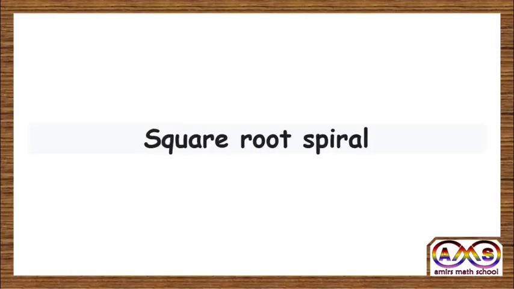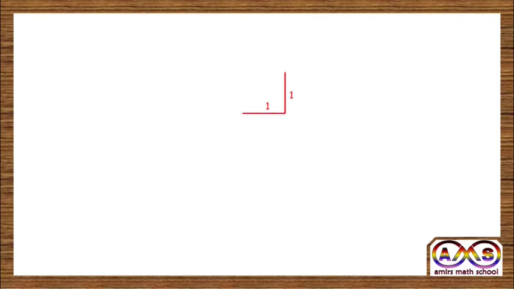Now, the square root spiral. This square root spiral is a very interesting presentation of numbers with the help of geometry. If we consider a right angle triangle with two equal sides of length 1, then the hypotenuse of that triangle will be the square root of 2. Again, if we consider this hypotenuse of length square root of 2 as one side of another right angle triangle, where the other side is again 1, then the length of the hypotenuse of that triangle is square root of 3.